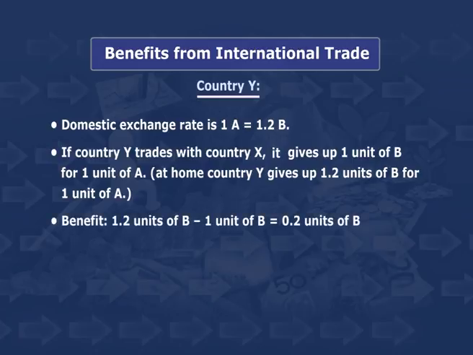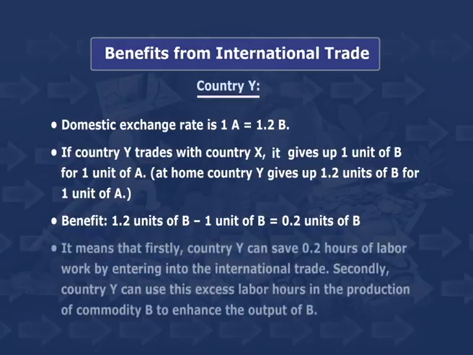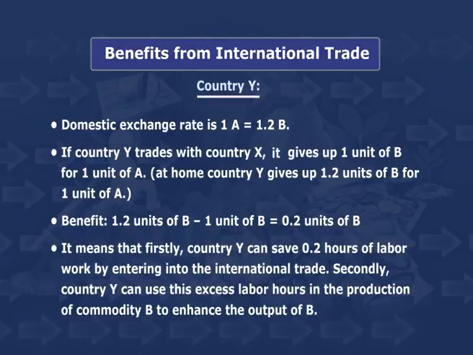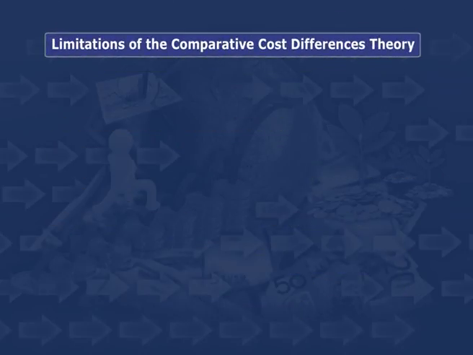Benefits: 1.2 units of commodity B minus 1 unit of commodity B, equivalent to 0.2 units of commodity B. It means that firstly, country Y can save 0.2 hours of labor work by entering into international trade. Secondly, country Y can use this excess labor hours in the production of commodity B to enhance the output of commodity B.